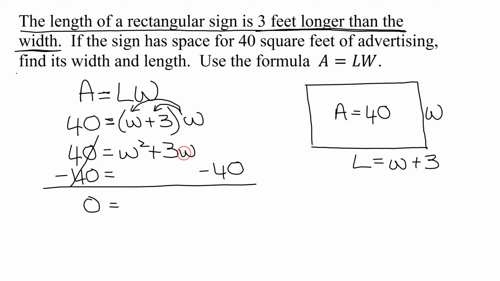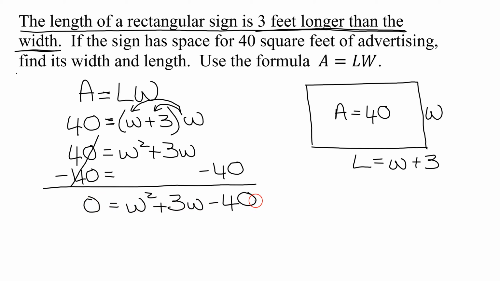Now, do I have any like terms over here? No, all unlike terms, so write them in descending order. That means the squared term first, then the linear term, and then finally the constant. So now I have it in standard form. That means 0 on one side, everything on the other in descending order.